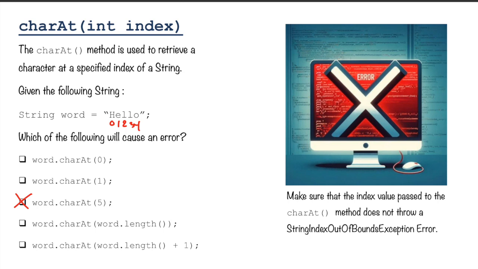The length of the word hello is 1, 2, 3, 4, 5 long. That would cause an error. And charAt word length plus 1 would be 6. That would cause an error. So we have these three down below cause errors. They will produce a StringIndexOutOfBoundsException error. So we want to make sure that the index is within the range of values that are acceptable.